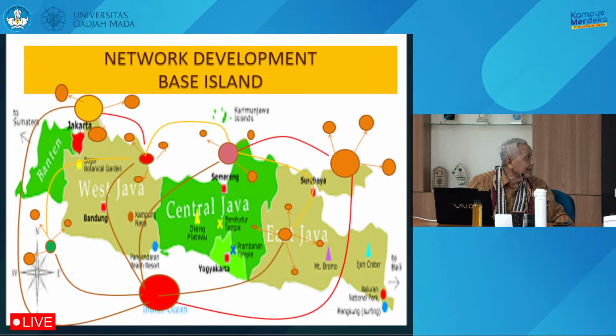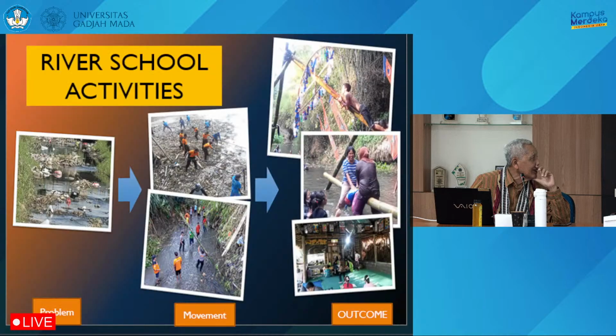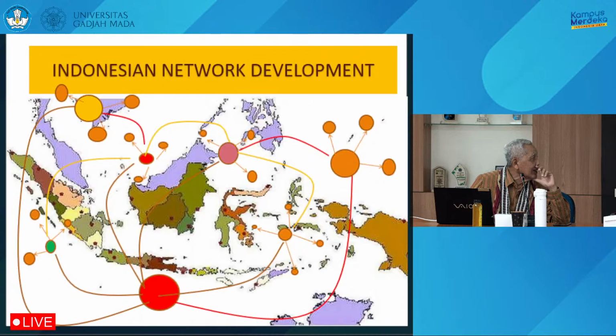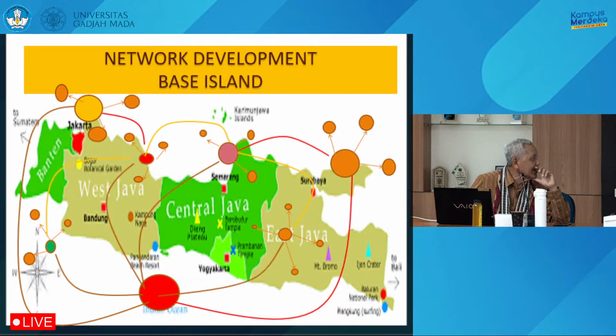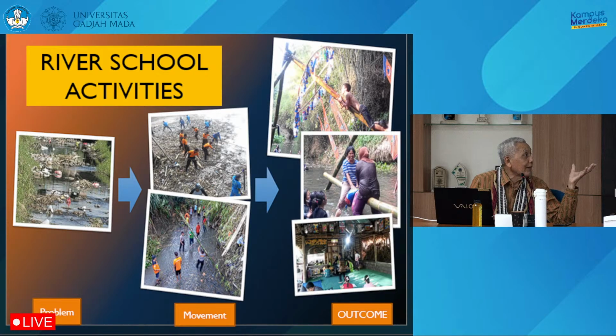So this is in others village, based on island also. Okay, this is our network. In Thailand you can make a volunteerism network. This in Central Java, our network. This is the activity in Java.